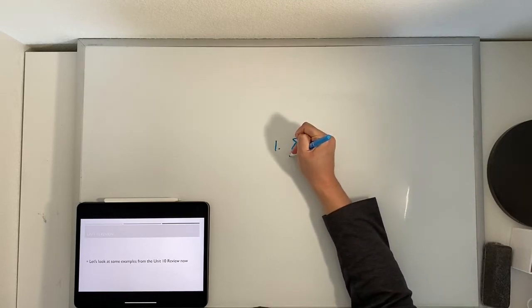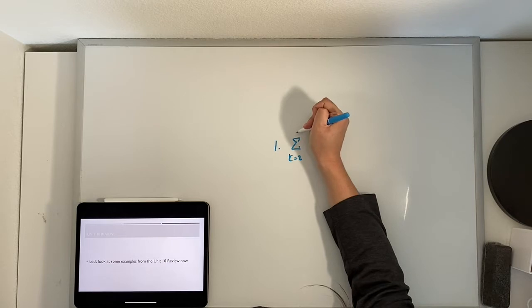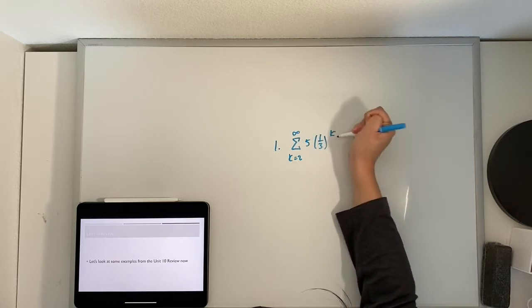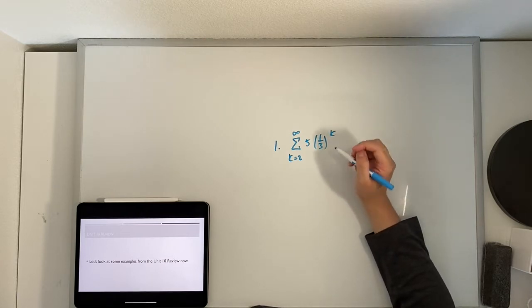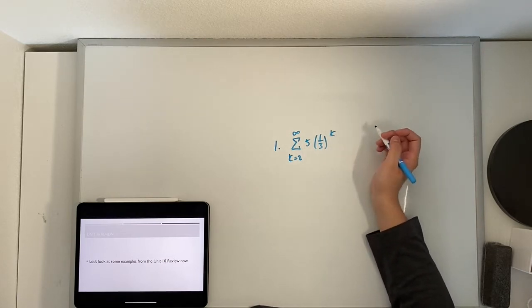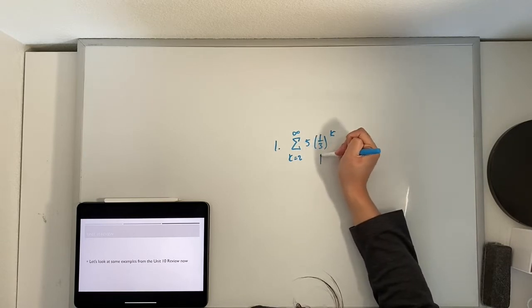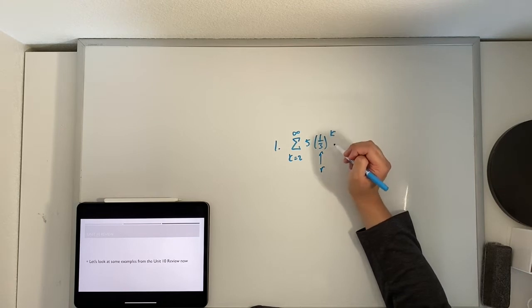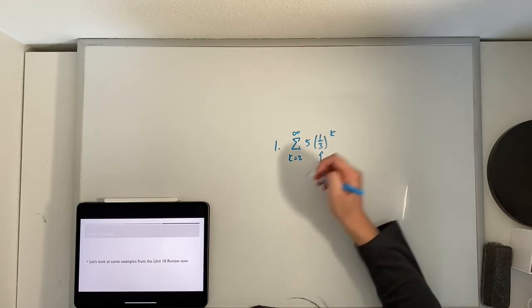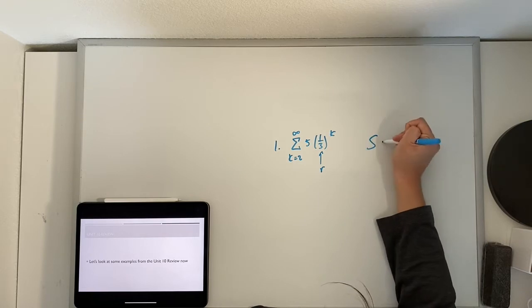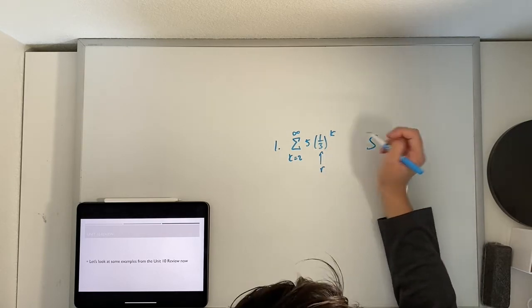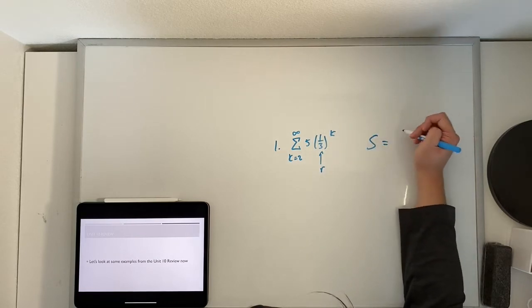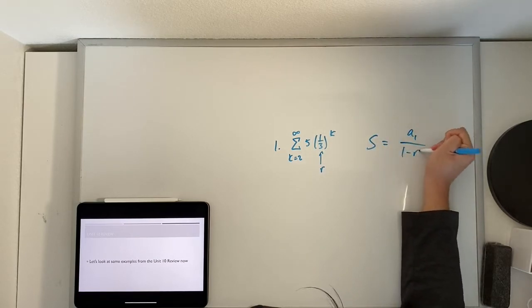So here's our first series. We have the sum from k equals 2 to infinity of 5 times 1/3 to the k power. This is a geometric series. Since it's a geometric series, this value in here, what we're raising to our power, is our common ratio. Okay? So our sum, the sum of any geometric series, when our common ratio is between -1 and 1, is a1 over 1 minus r.